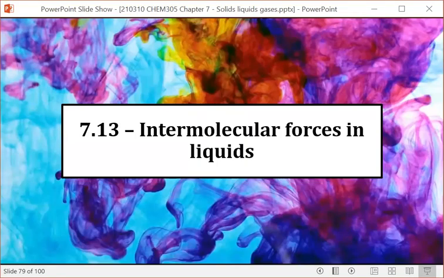Everybody, welcome back to our discussion of Chapter 7. We're now on Section 713, the last section in Chapter 7, which is on intermolecular forces in liquids.